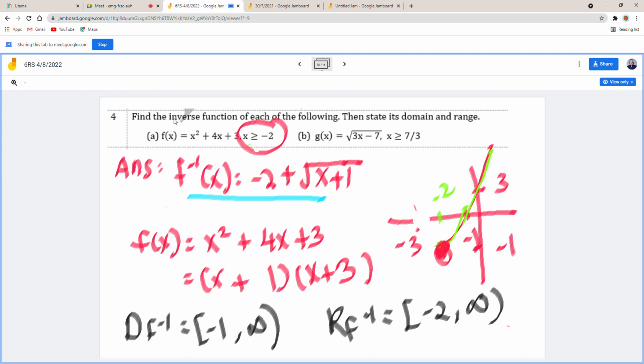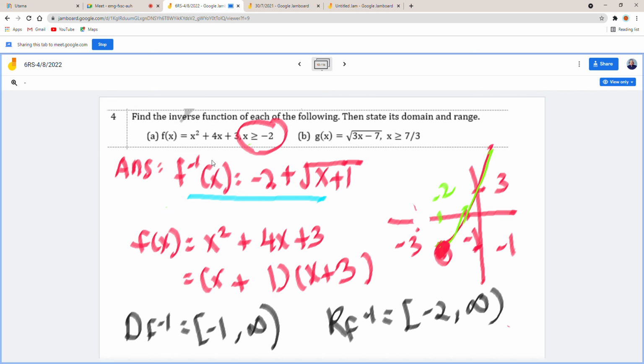Now they're asking us to find the inverse, and then they're asking us to find the domain and range. What we did earlier, same thing. So for this f inverse, you will get -2 plus square root of x plus 1. So just inverse this one. If you inverse, you will get this one. Then they say state the domain and range. We have to sketch. After we find the inverse, we sketch.